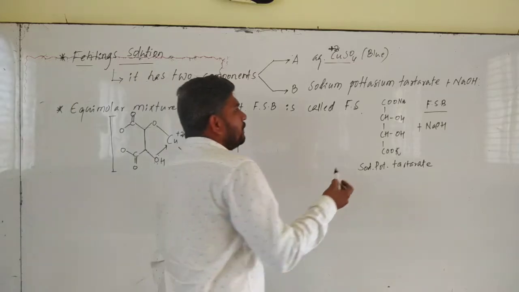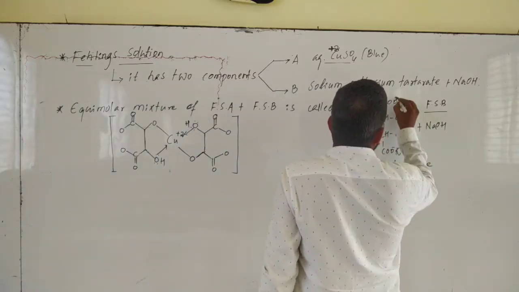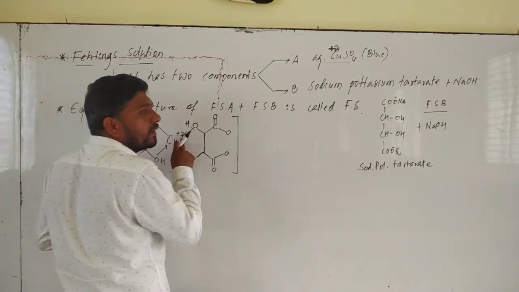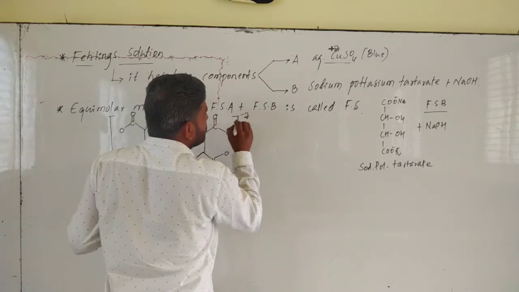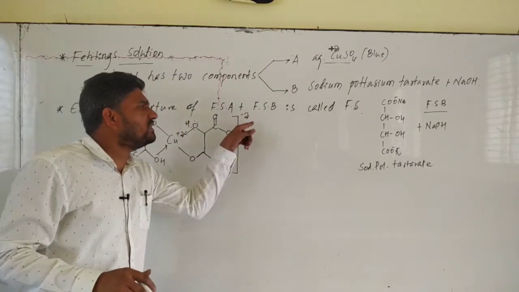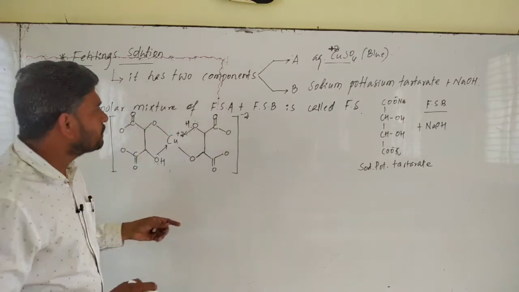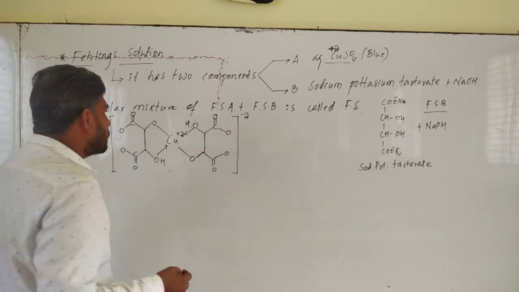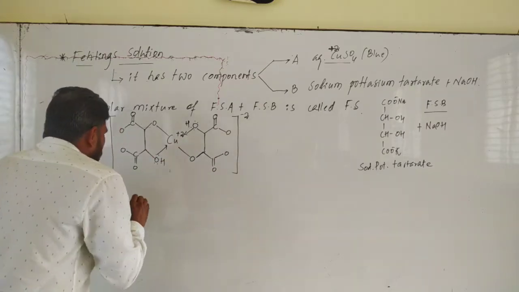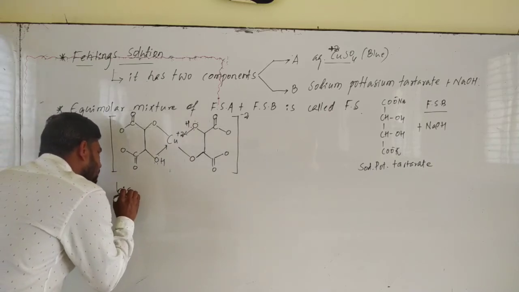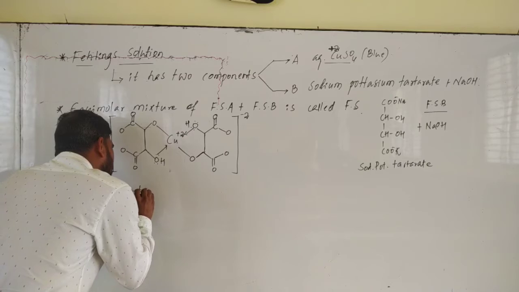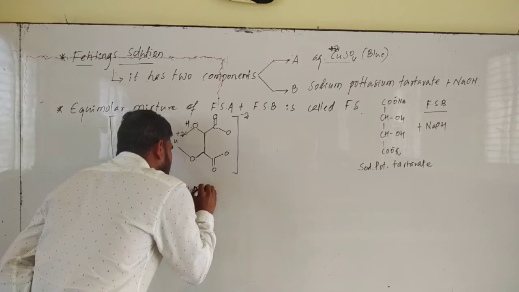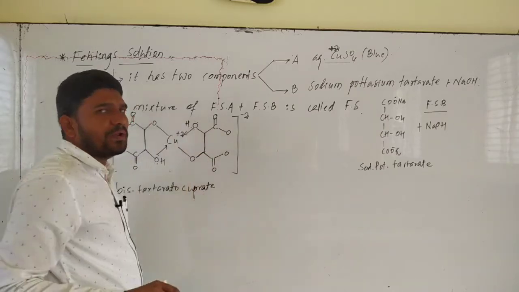You know that when you replace Na plus and K plus, each becomes minus 1. Minus 1, minus 1, minus 1, minus 1, totally minus 4. This is plus 2. Totally the charge on this one is minus 2, because plus 2 minus 4 is minus 2. Understood? This is a tartarate ligand. How many? 2. This is nothing but bis tartareto cuprate. Central atom copper becomes cuprate.